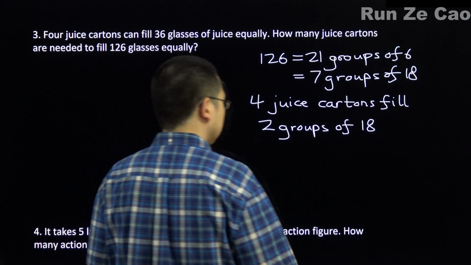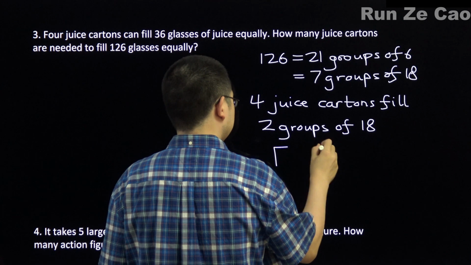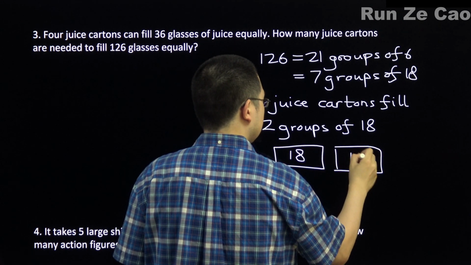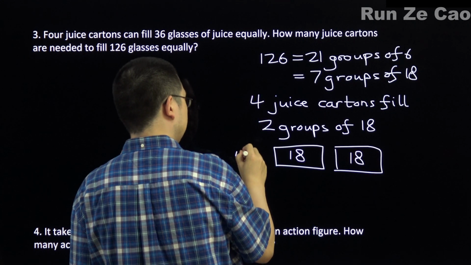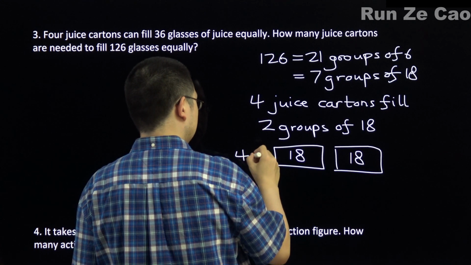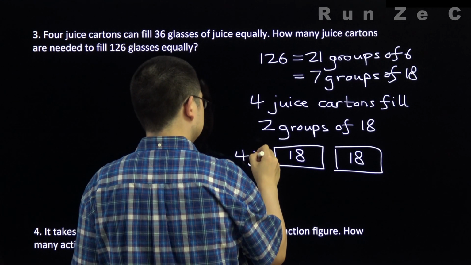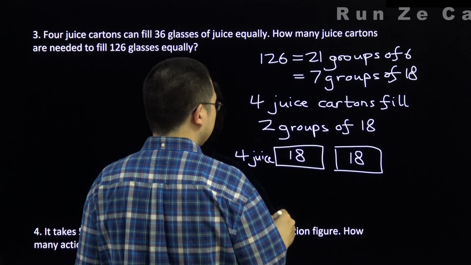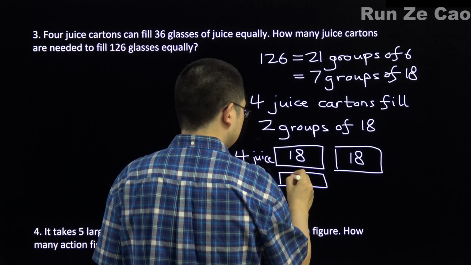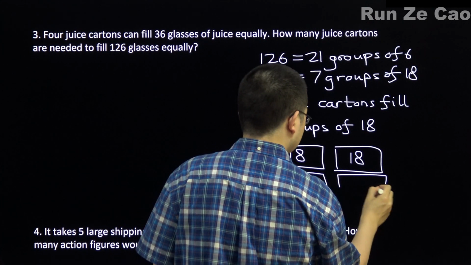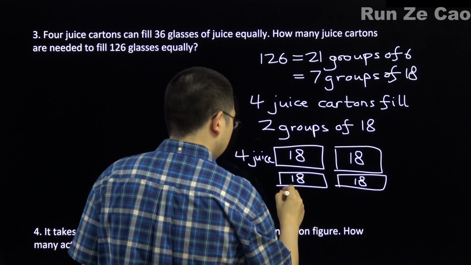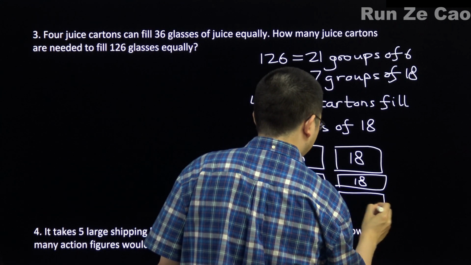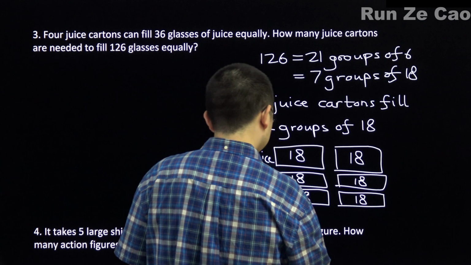Huh. Well, okay, maybe we can just draw a group of 18 for cartons, for juice, okay, for juice, better. And then be like 7 groups of 18, okay, so 18. Sometimes I am truly baffled by North American math textbooks.